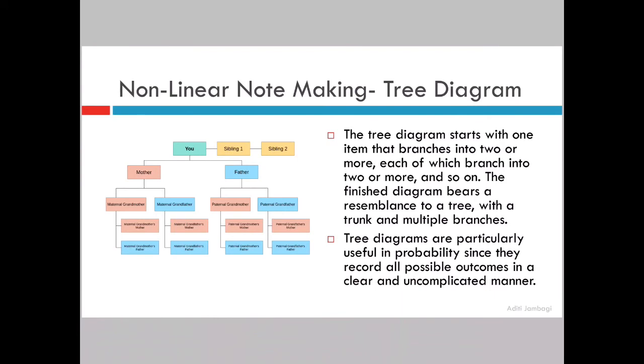It is tree diagram. Tree diagram starts with one item that branches into two or more, each of which branches into two or more, and so on. The finished diagram bears a resemblance to a tree with a trunk and multiple branches. Tree diagrams are particularly useful in probability since they record all the possible outcomes in a clear and uncomplicated manner.